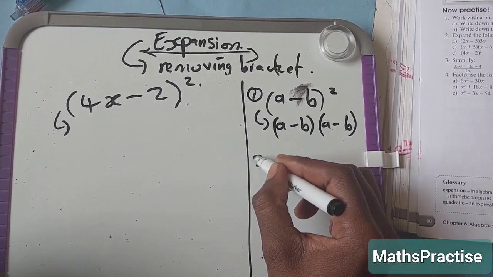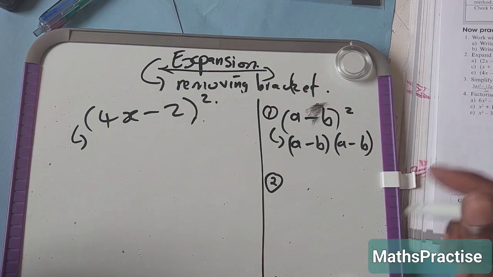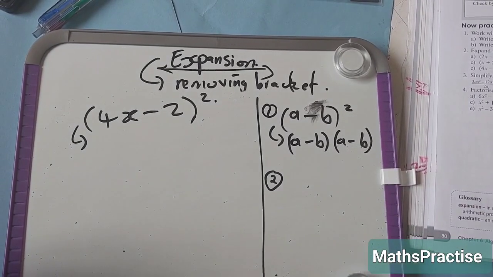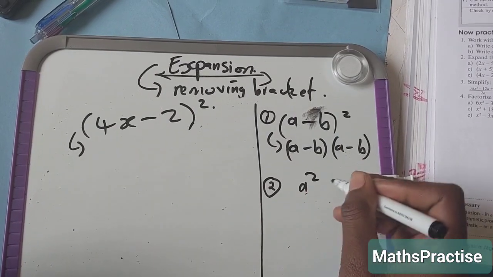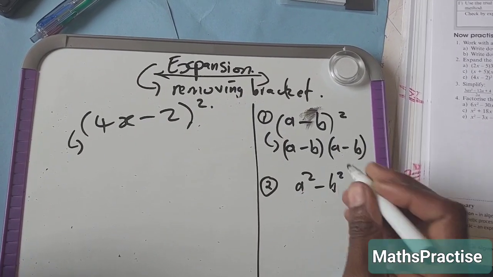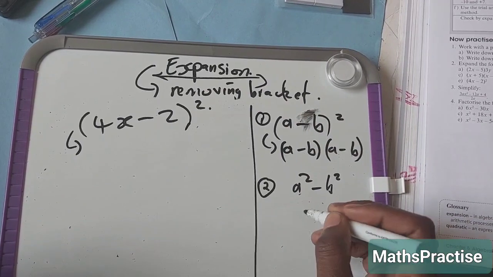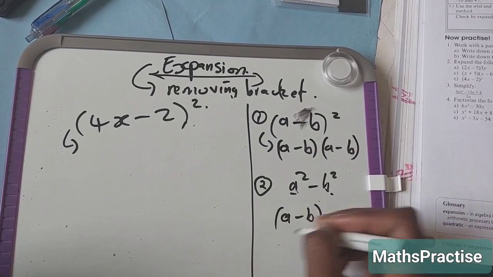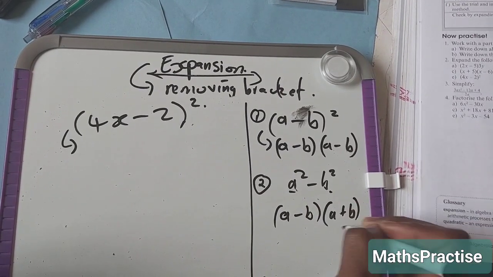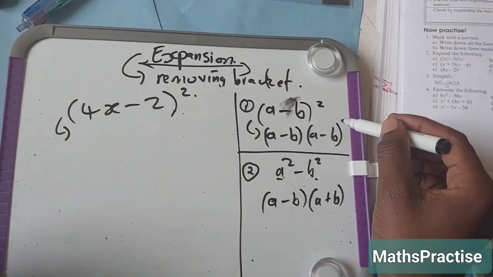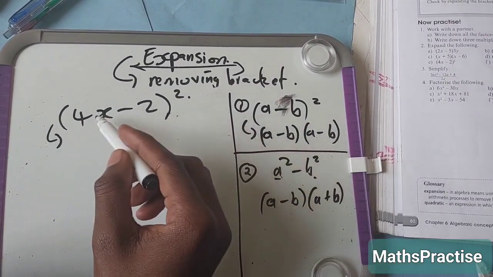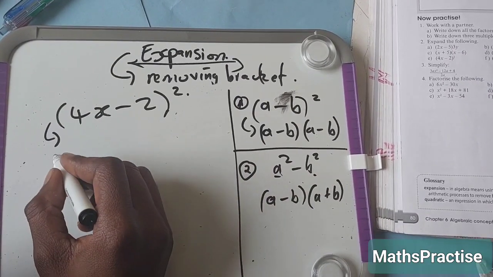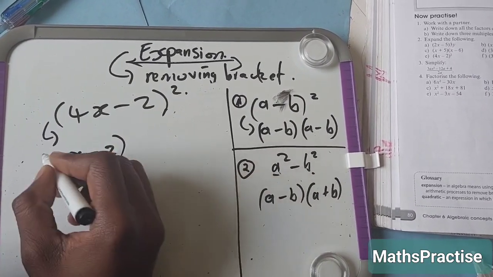But then there's also another factor, which is referred to as the difference of squares, where you have a squared minus b squared. It is different from this, because when you have something like that, it becomes a minus b bracket a plus b. Now that you know which one to use for such an equation, you're going to use the first formula. So here it simply becomes 4x minus 2 bracket 4x minus 2.